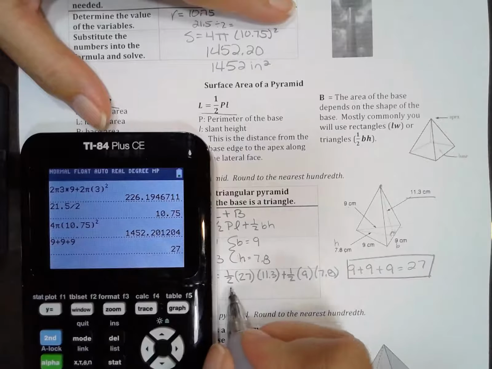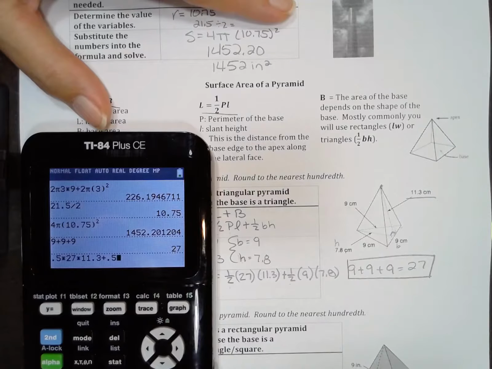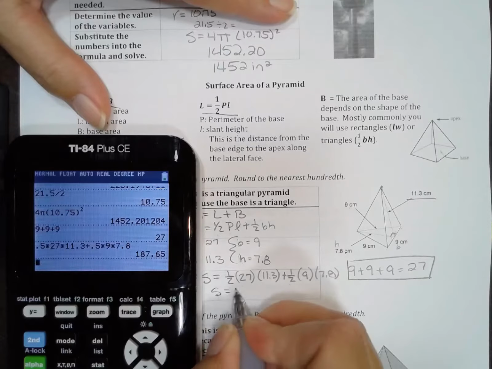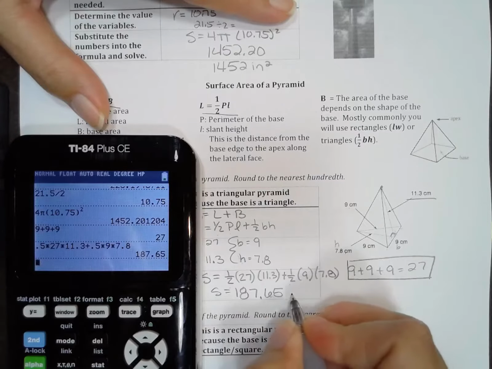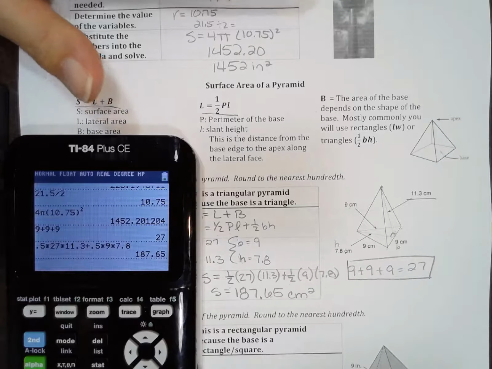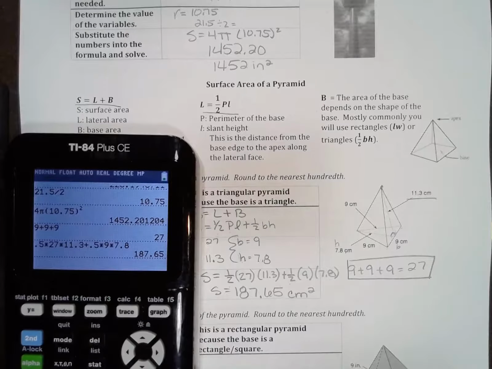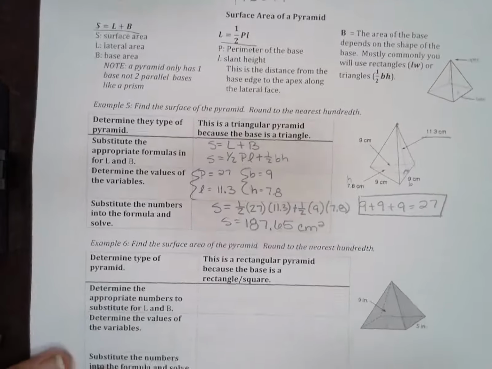Once again, instead of a fraction 1/2, I'm going to type in 0.5. 0.5 times 27 times 11.3 plus 1/2 times 9 times 7.8. So the surface area of this triangular pyramid is 187.65 in its area, so it's centimeters squared. So if I wanted to wrap that up, I'd need at least 187.65 centimeters squared of wrapping paper.